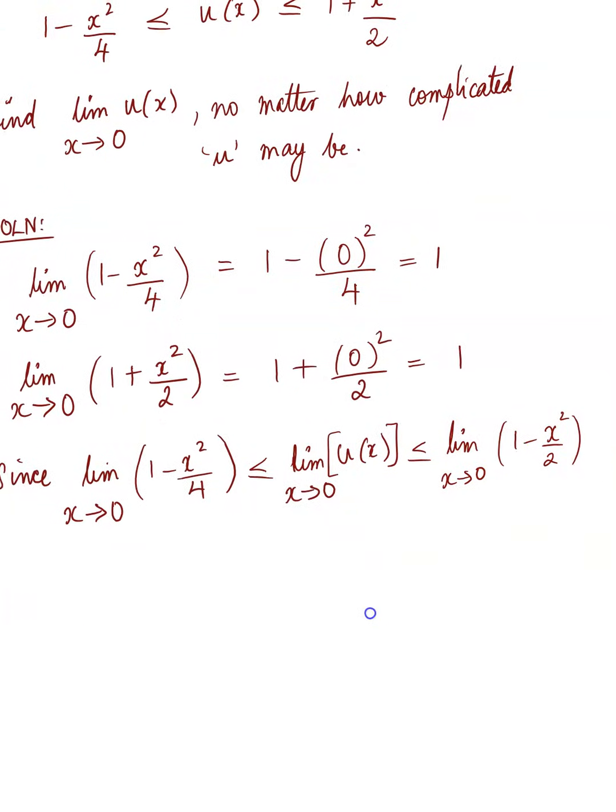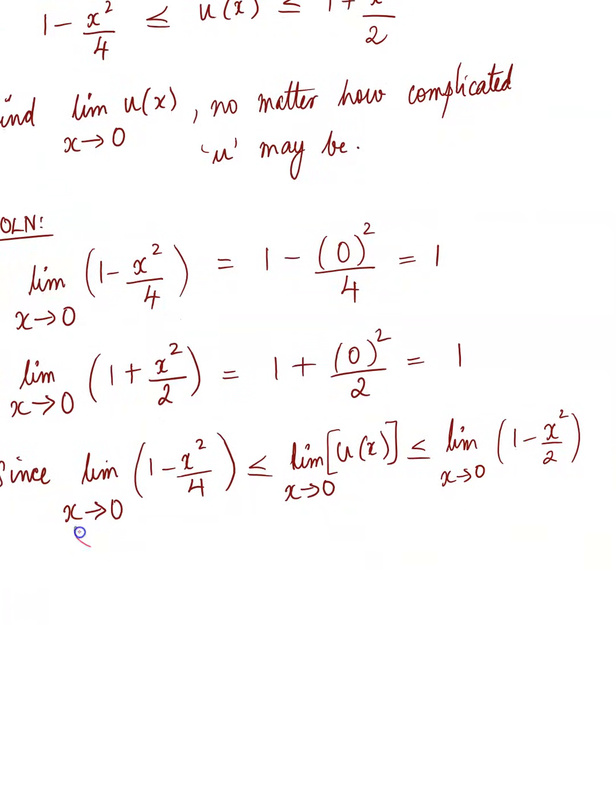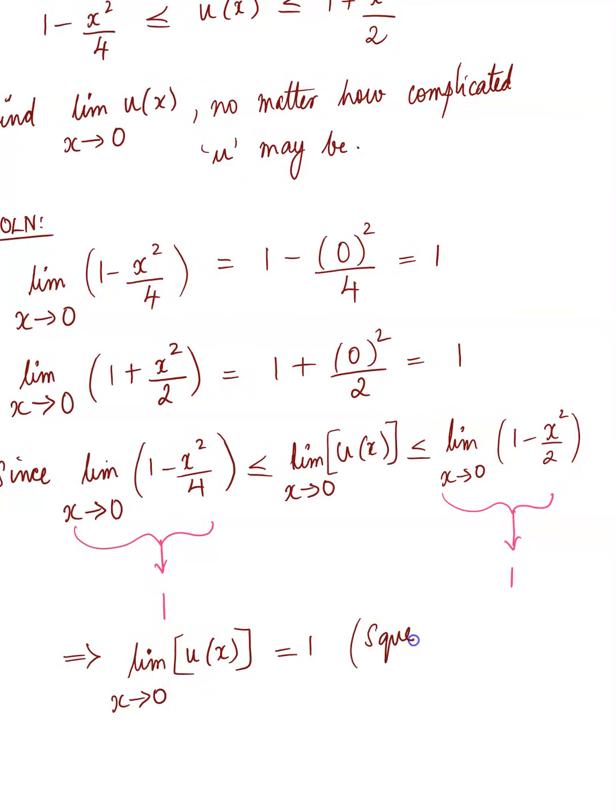What's interesting is we found that this approaches 1 and this approaches 1, right? So what's squeezed in between them should also approach 1. This implies the limit of u of x as x approaches 0 must be equal to 1 by the squeeze theorem. It makes you feel really smart. I mean, it is a smart move, right? Because you didn't know what u was, but you could perfectly come up with its answer.